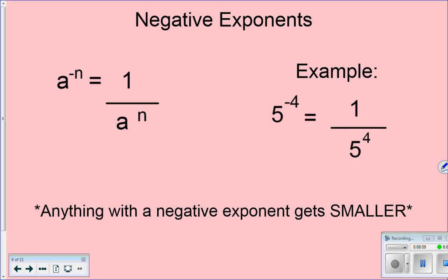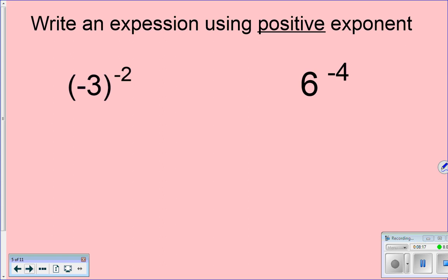If it's like this, then your negative just comes underneath. Okay? And I'll show you an example of that too. So, let's do a few together. I want you to write this down because in your book it has certain directions, and this direction is really important to know what to do for your problem. So, write an expression using a positive exponent. That's what's going to be in your directions, and I want to make sure you know how to do that.